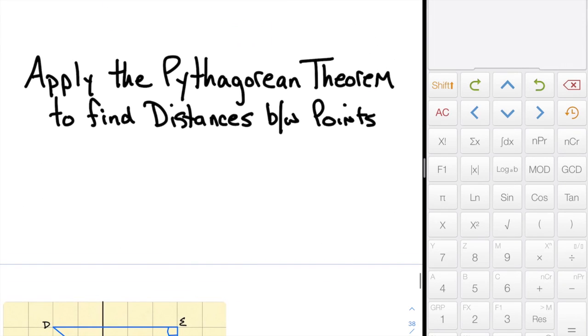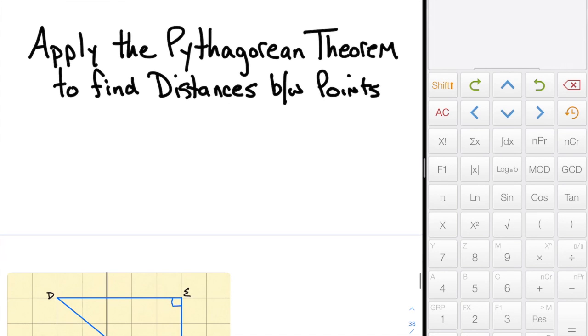Today we're going to work on applying Pythagorean theorem to find distance between points. Now this is a pretty algebraic skill that we're going to be doing. So I'm going to show you two different ways to do this particular skill. We're going to be using the calculator on the right.